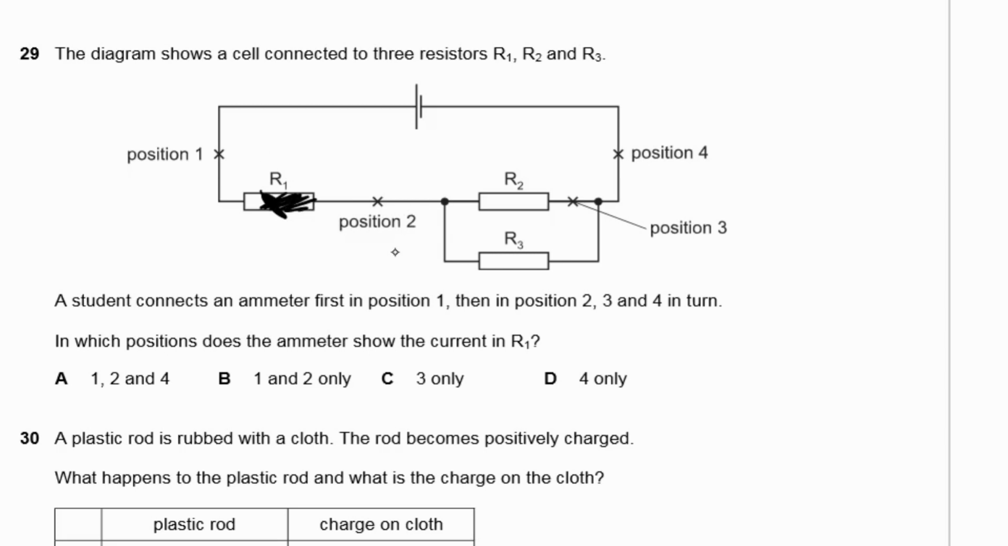It's in this section where all the electricity is travelling through. So you're going to get the same reading from R1 from the ammeter as you will in position 1 and in position 2. When you get to position 3, the current can go in either of 2 directions, this way, or it could go this way. So it's being split. The only other place where the current's forced back together along the one wire is position 4. So 1, 2 and 4 will all give you that same reading. So there we are, answer A, 1, 2 and 4.